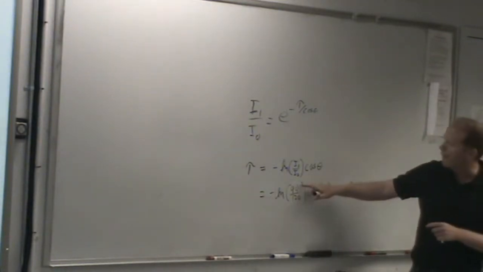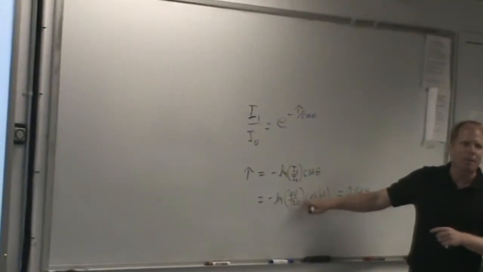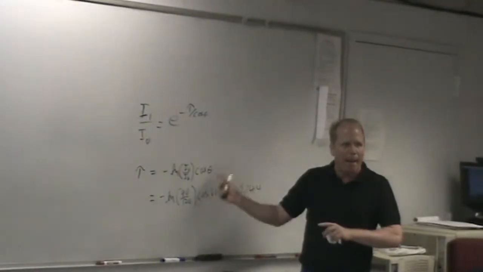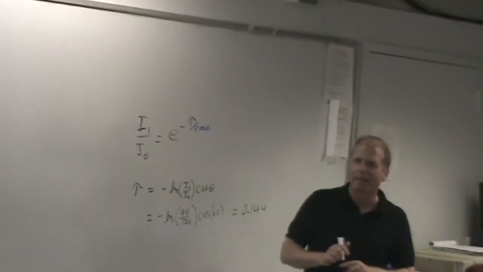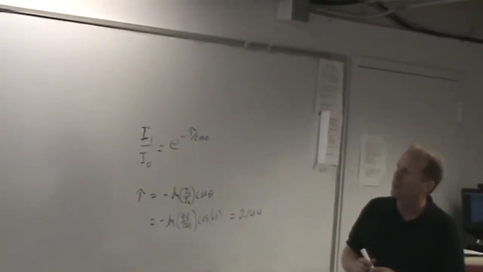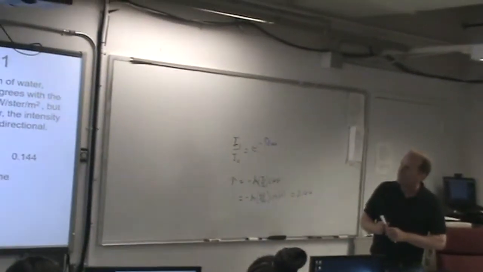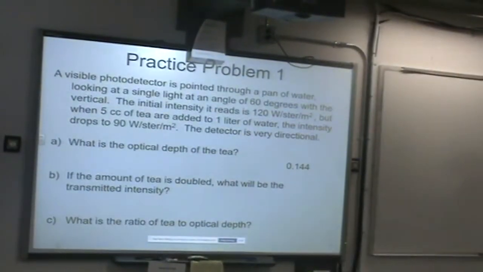By the way, why did I not bother to put units in there? They're the same things, they're going to cancel out. If it weren't that, it would be very bad of me not to put units in there, because you have to make sure you get everything canceling out or you're in trouble. Okay, so we have the optical depth of the tea. The next one is, if the amount of tea is doubled, what would be the transmitted intensity? There are actually two ways you can do this.